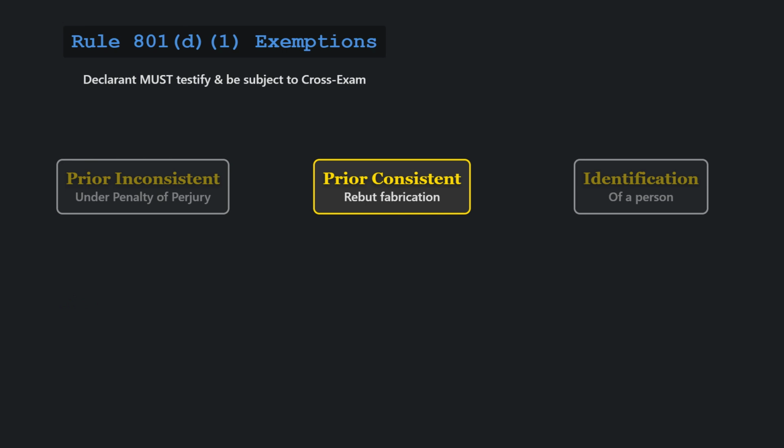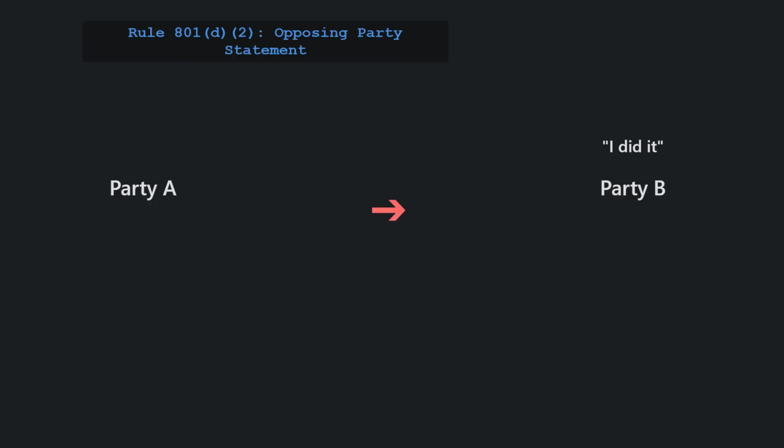A prior consistent statement is exempted if offered to rehabilitate the witness's credibility after an attack of recent fabrication or improper influence or motive. The statement must have been made before the alleged improper influence or motive arose. A prior statement of identification of a person made after perceiving the person is also exempted from the definition of hearsay. Federal Rule of Evidence 801(d)(2) exempts statements made by an opposing party from the definition of hearsay.